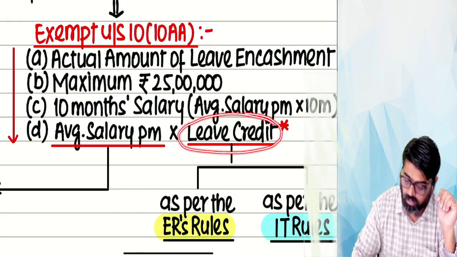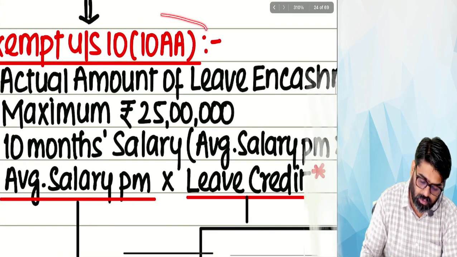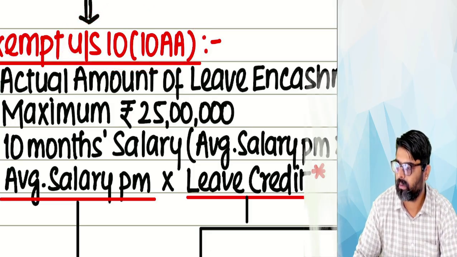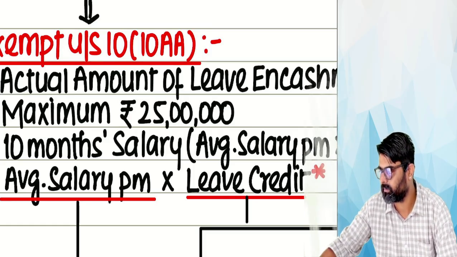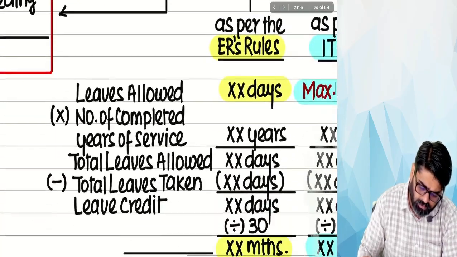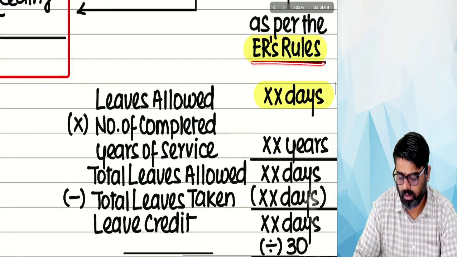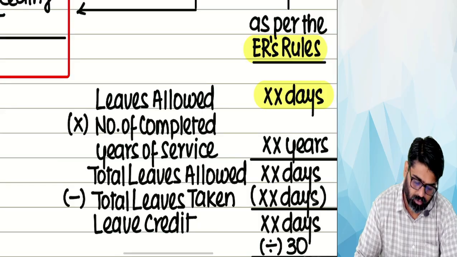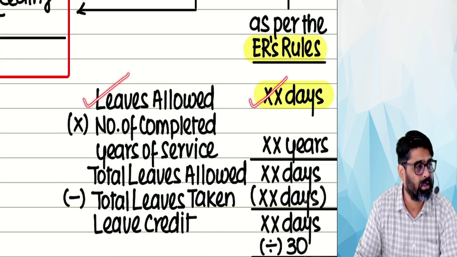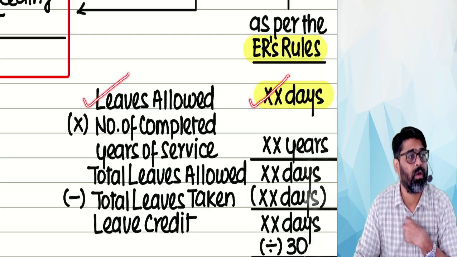And now you are supposed to do the calculation for leave credit. Now see, leave credit, which you are going to use for exemption under section 10(10AA). How will you calculate that leave salary? Come on, tell me. Well, very simple. First of all, you are supposed to check what the rules of your employer were. So your employer was allowing some days of leave. In my example yesterday, how many leaves was I allowing? 45 days, if you remember.